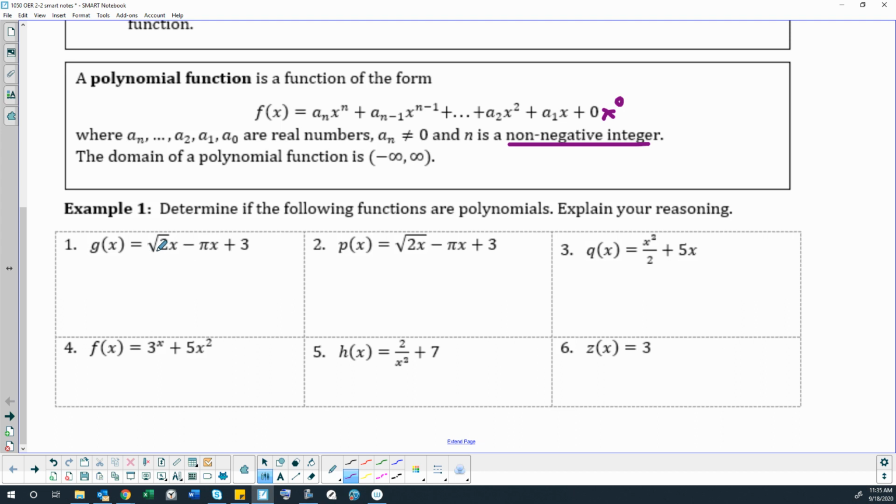So looking at question 1, this coefficient is a square root of 2. Think about, is that a real number? And then pi, they threw in some really weird stuff in here. Is pi a real number? Are the exponents okay here? Do we have exponents that are just positive whole numbers or 0? So what do you think about number 1? Is number 1 going to be a polynomial or not?